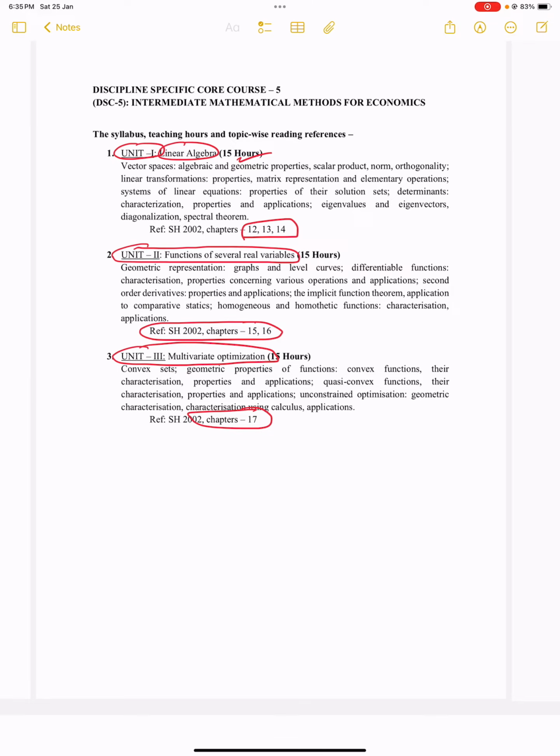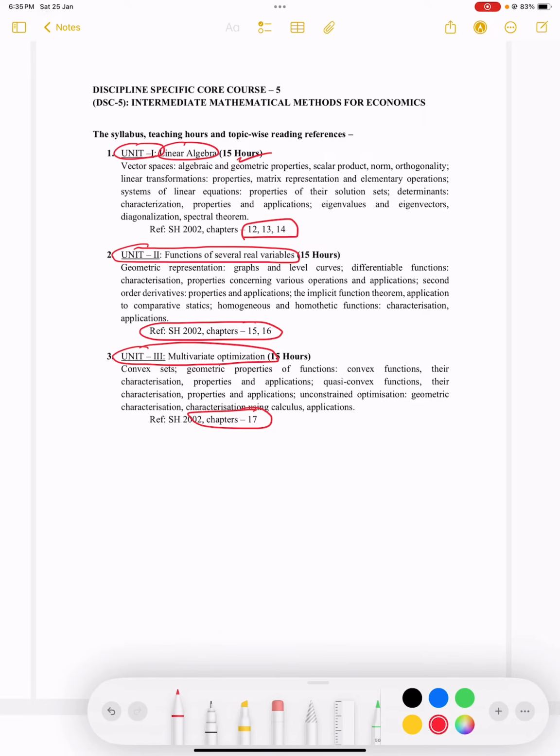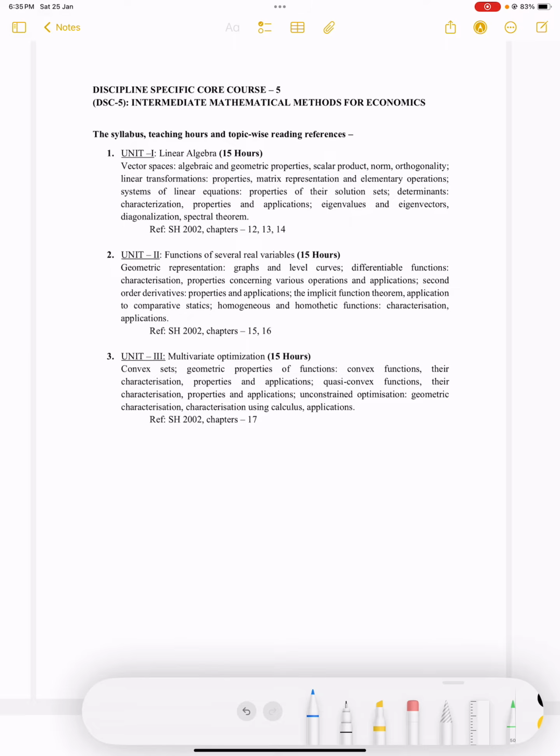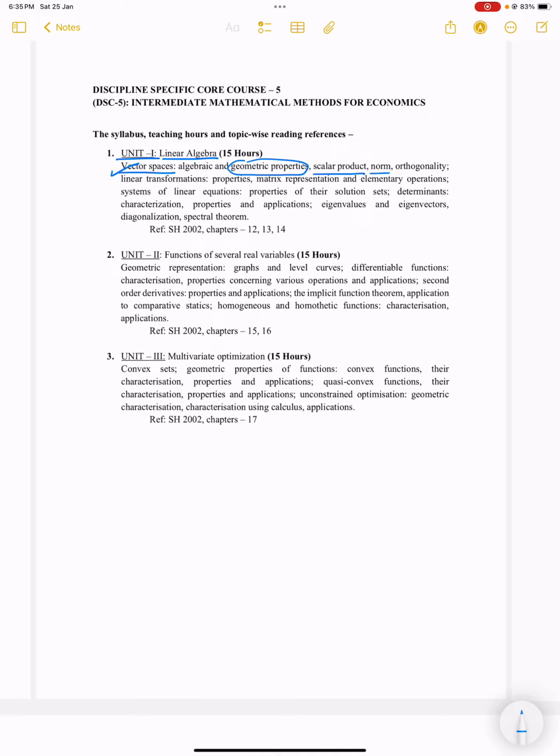Now coming to the syllabus, this is more or less the same. This is your syllabus except the things that have been excluded. Okay, unit 1 is linear algebra. Vector spaces you must be comfortable with. Geometric representation, properties: scalar product, norm, orthogonality, linear transformations and their properties, matrix representation and elementary operations. This would be something new to you, the elementary operations, and this is a very scoring topic.